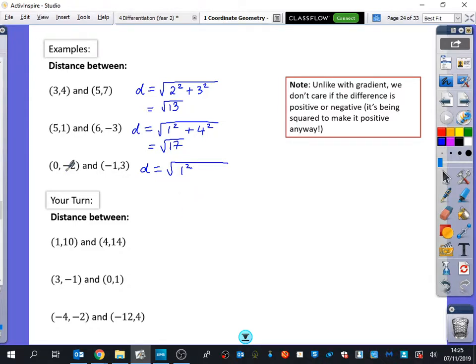And what's the difference between minus 2 and 3? When I say difference, I'm really talking about subtracting. Yeah, there's a gap of 5 between them. Minus 2 minus 3 is minus 5, or 3 minus minus 2 is 5. So I get the square root of 1 plus 25, which is root 26.